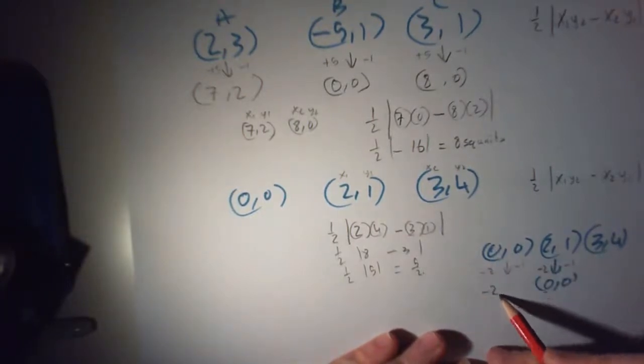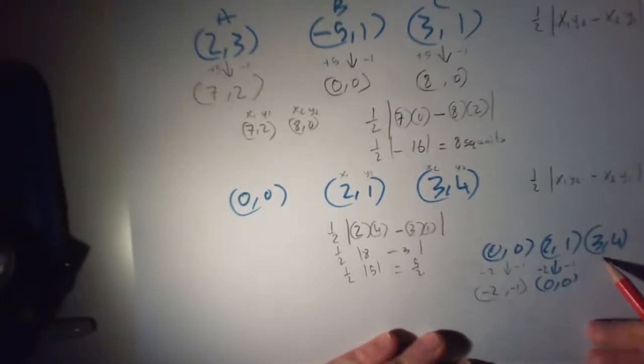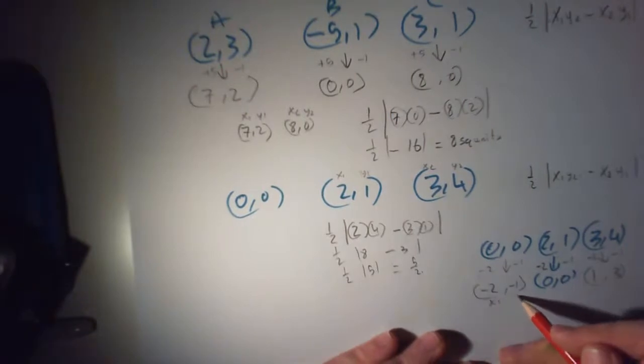0 minus 2 is minus 2. 0 minus 1 is minus 1. Okay, and then what are we doing to the other one? Take away 2, take away 1. So 3 minus 2 is 1. 4 minus 1 is 3. Now, we still have a 0, 0.